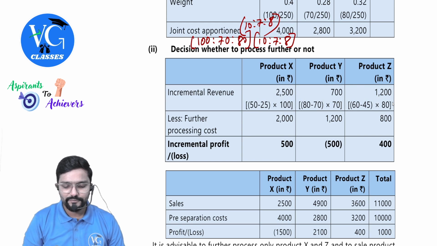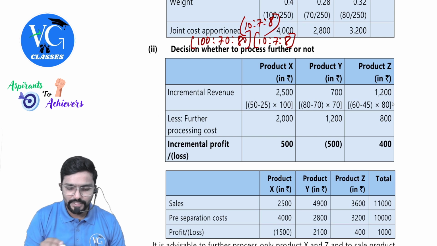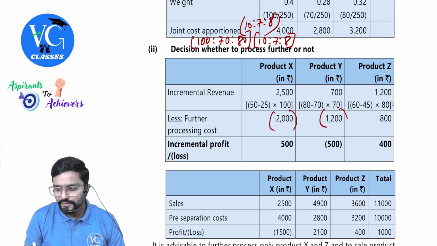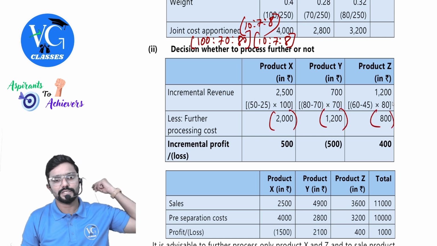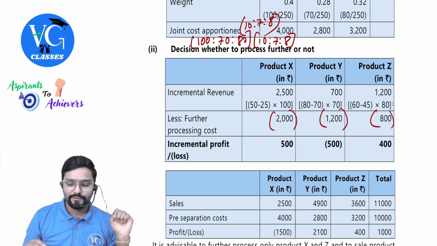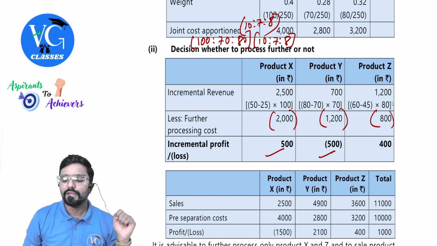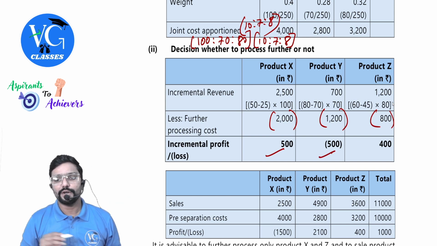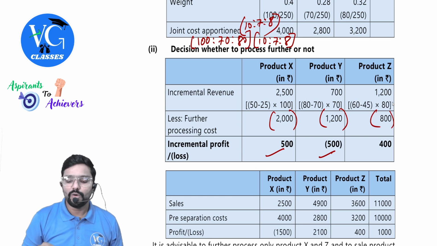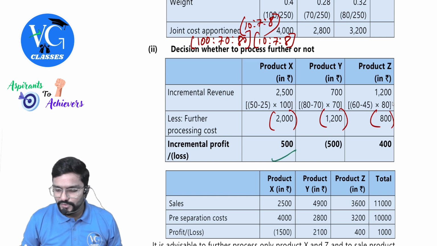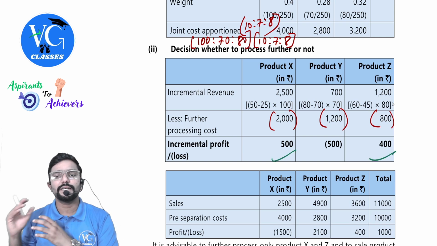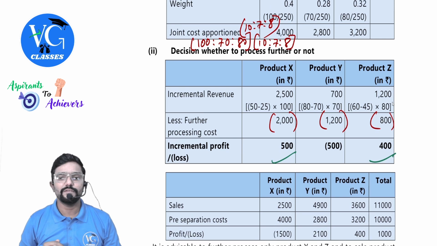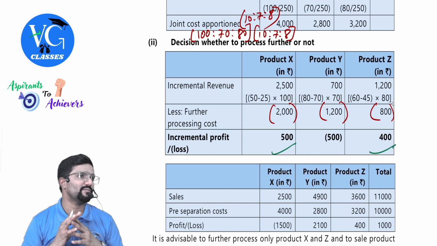So we got incremental sales. Further processing cost you deduct. See whether you are getting incremental profit or loss. Incremental profit for X 500, for Y it is 500 negative, and product Z it is 400. Guys, what will you do? Now, if you ask my suggestion, for further processing we will go with X and Z, whereas Y we will sell only at split off point.